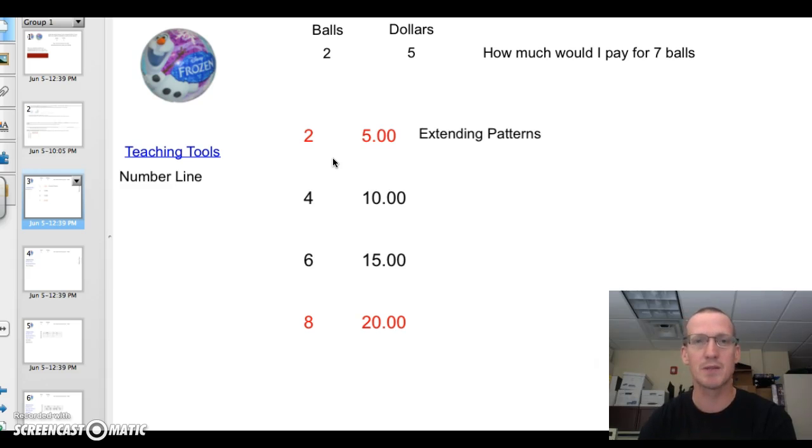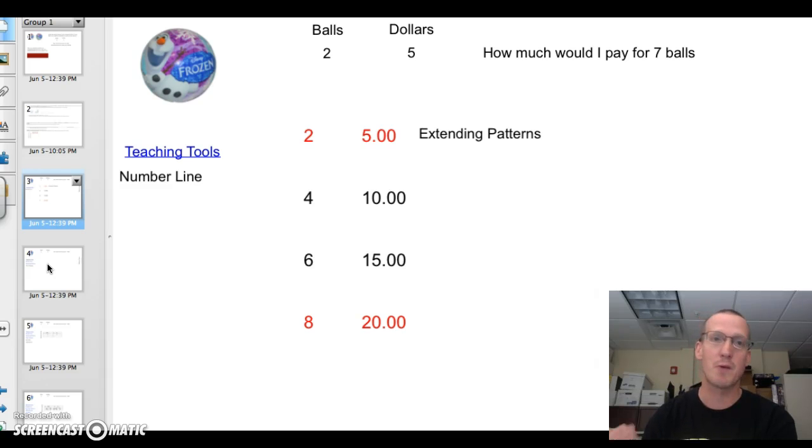Most of the kids would be able to say, hey, you know what, 1 ball would be $2.50. Well, could we continue this pattern then? How much would we do for 1, for 3, for 5, for 6, or for 7? And could they come up with that answer? Most of the times the kids can come up with a very simplistic number or an answer with it, and they can extend those patterns.